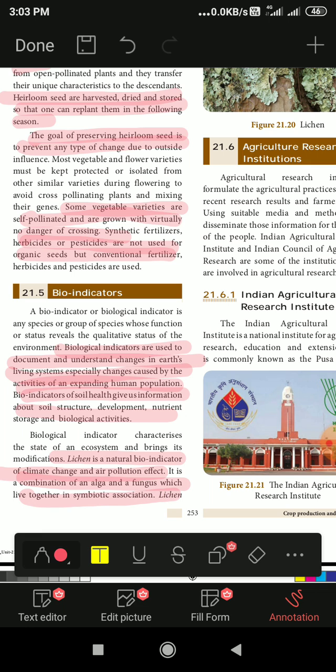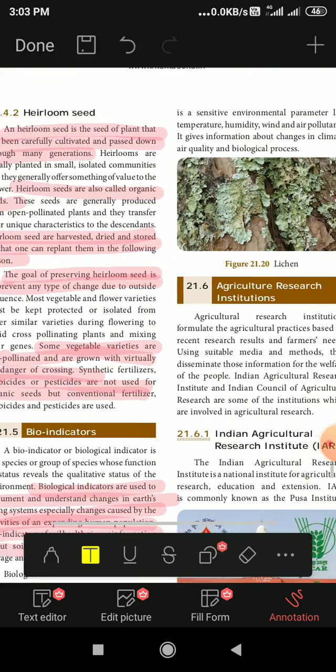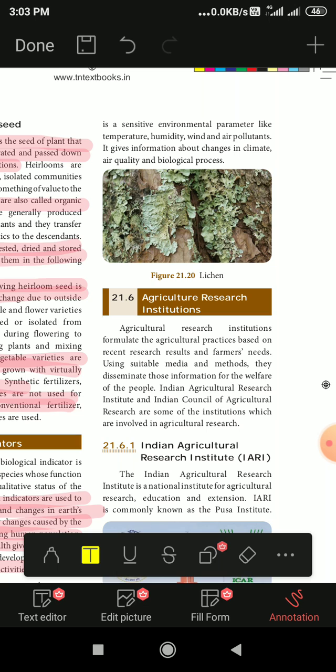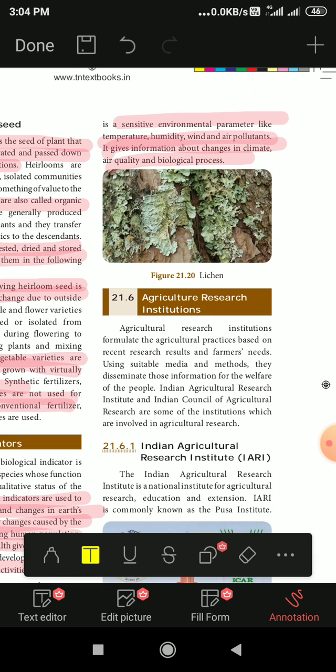Lichen is the fungus and alga living together by symbiotic association. So these lichens are bioindicators which help us to know about air pollution and soil structure; we can come across everything with this bioindicator lichen. Environmental parameters like temperature, humidity, wind and air pollution. It gives information about changes in climate, air quality and biological processes. So lichen gives information about all the changes that have happened on the earth, through its availability on the earth.